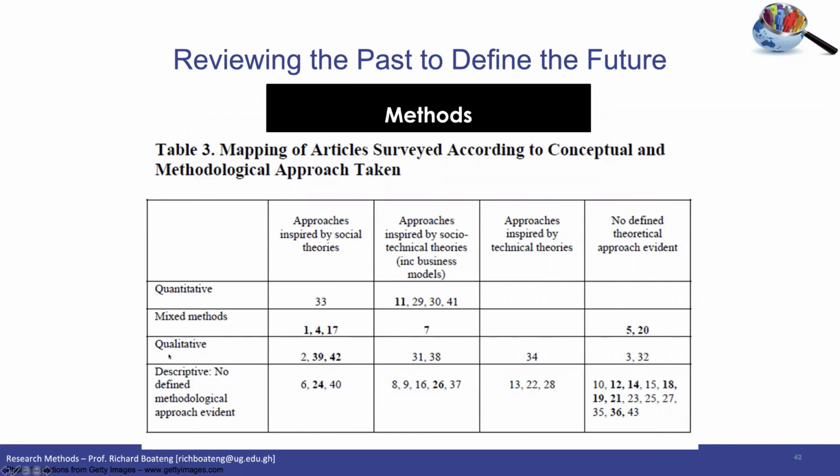The ones that use data are dominated by quali. Quali is more. If you look at here, quali is more, but we have less on quanti and then less on mixed method. So it tells you where the future research should look into.